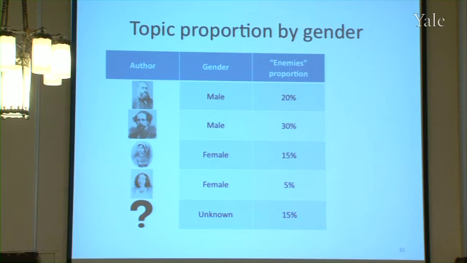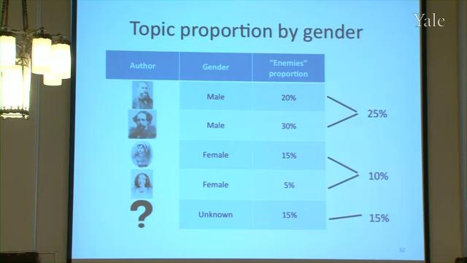Second book, author is male. 30% of the words in that book are assigned to the enemies topic. In the bottom one, we don't know the author. 15% of the words are assigned to the topic. 85% are assigned to something else. So these are not supposed to sum to 100. These are distinct volumes, each of which has its own number.